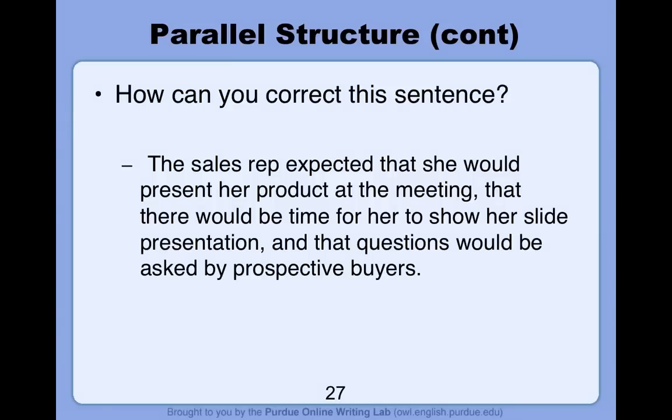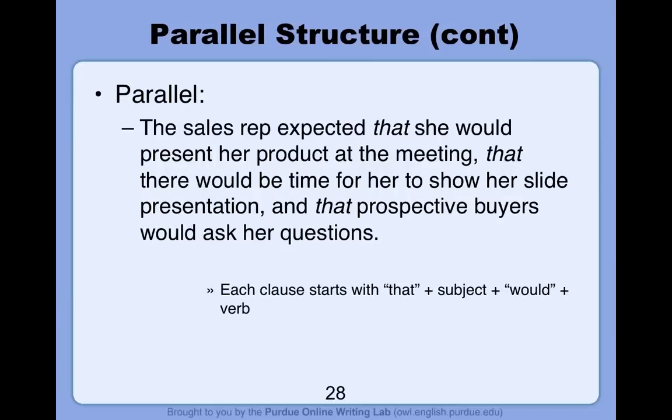Look at this sentence and figure out how you can correct it. The sales rep expected that she would present her product at the meeting, that there would be time for her to show her slide presentation, and that questions would be asked by prospective buyers. The next slide is going to show a corrected version of this.